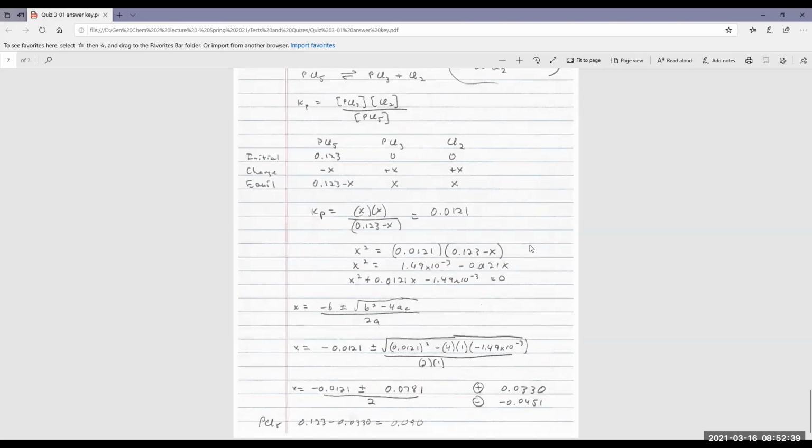And so, because we want the concentration of PCl5, we need to go back here and see equilibrium at 0.123 minus X. If X is 0.0330, we do that subtraction and we get 0.090.